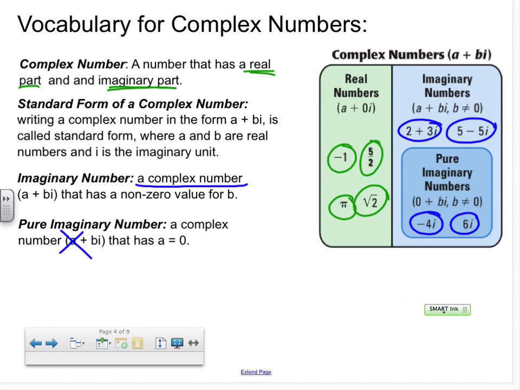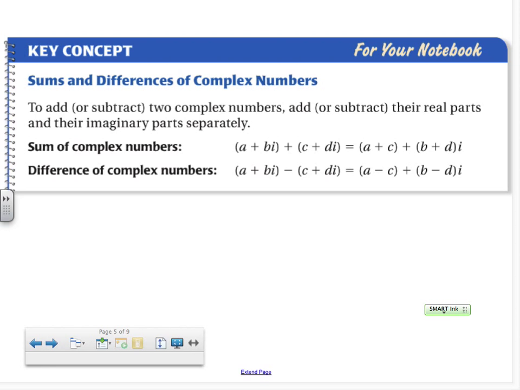Okay? So let's look at how we add and subtract complex numbers. The definition of adding and subtracting in the textbook says you're going to take a plus bi, c plus di. You're going to add your real components, add your imaginary components. Effectively, what you're doing is you're going to treat i like a variable. It's not a variable, it's a number, but you're going to treat it like a variable and just combine like terms. Your like terms are your imaginary components.